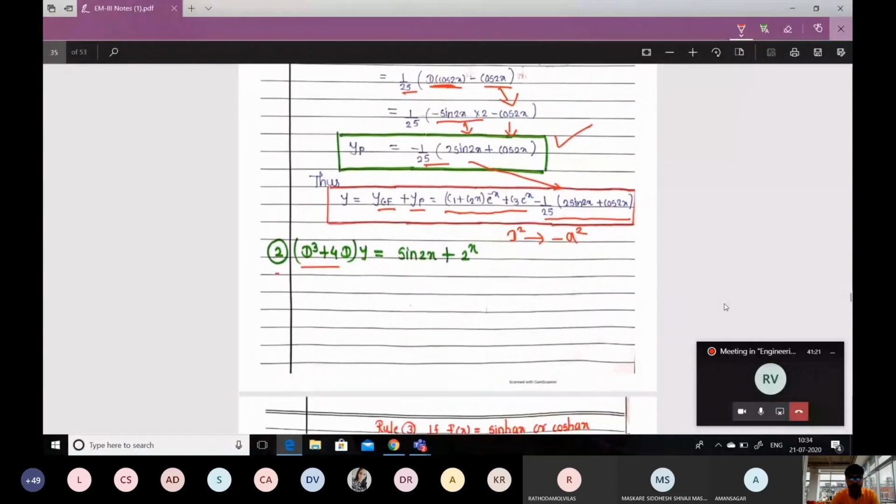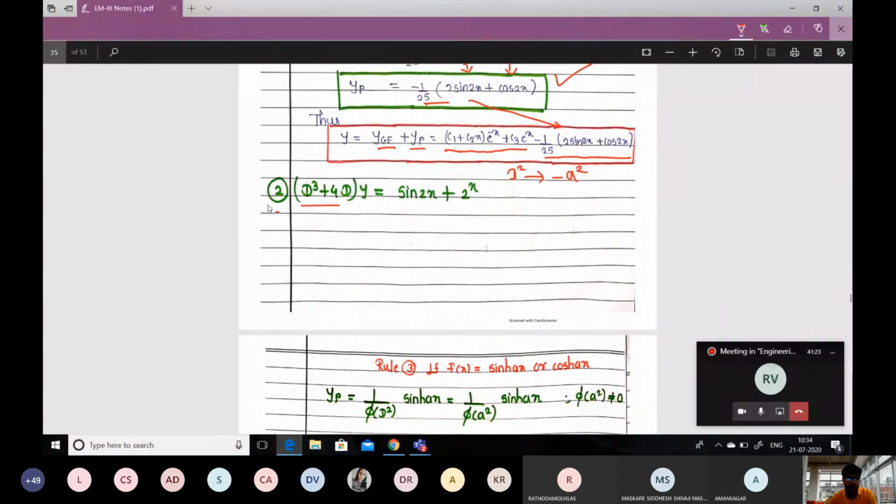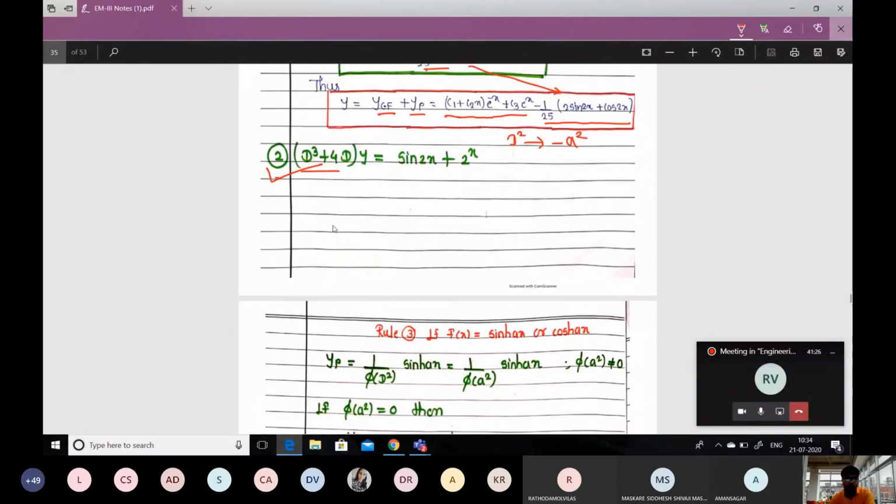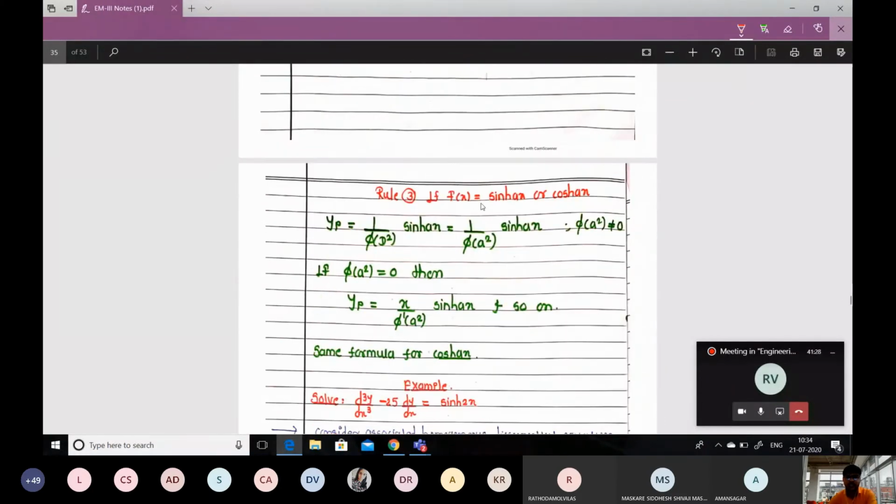So about this example number 2, we got the solution. And what about if there is a hyperbolic sine or cos function? In case of hyperbolic sine and cos function, you just have to replace the D square term by a square, not minus a square, in case of hyperbolic sine function or hyperbolic cos function.